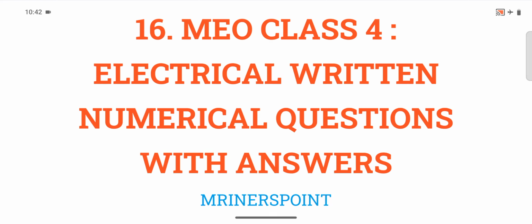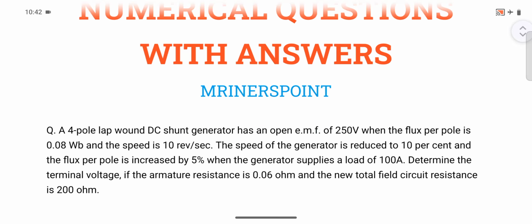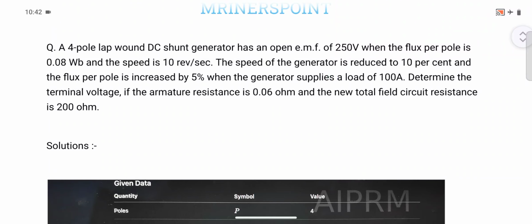Here we are going to discuss electrical written numerical questions. Question on the screen we have a 4-pole lap wound DC shunt generator has an open circuit EMF of 250 volt when the flux per pole is 0.08 Weber and the speed is 10 revolutions per second. The speed of the generator is reduced by 10% and the flux per pole is increased by 5%.